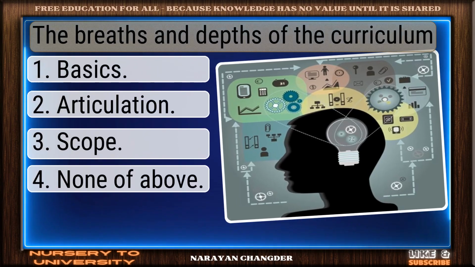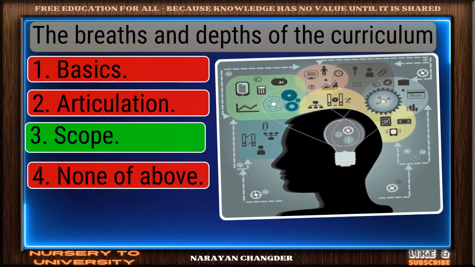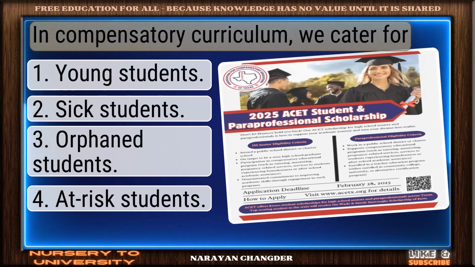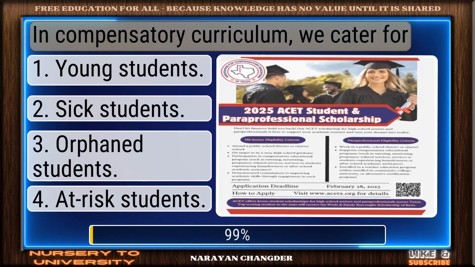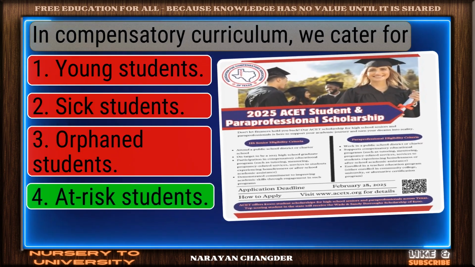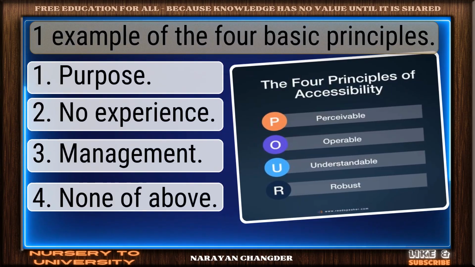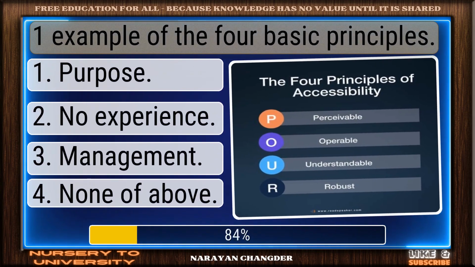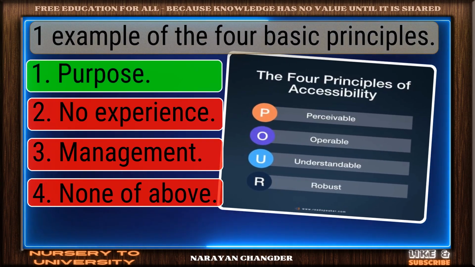The breadths and depths of the curriculum. You're right. Scope is the correct answer. In compensatory curriculum, we cater for. Great thinking. At-risk students is the right choice. One example of the four basic principles. Valid point. Purpose is true.